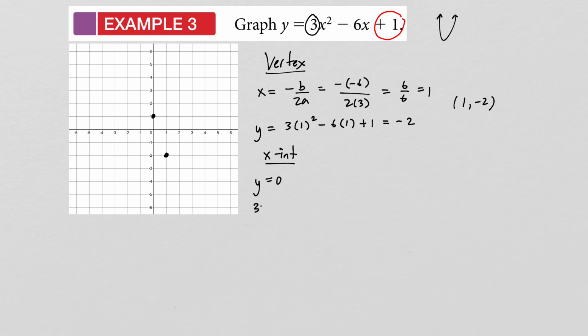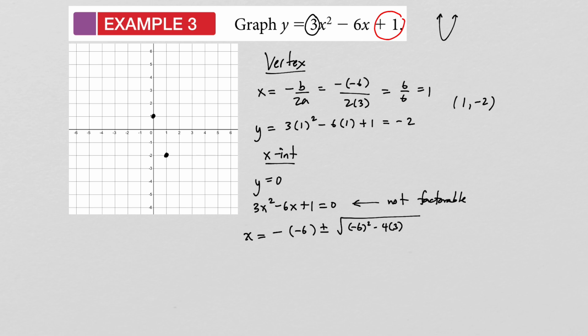And if we let y equal 0, we end up with 3x squared minus 6x plus 1 equals 0. This is not factorable. Okay, you can try to factor it, but it does not work. So I'm going to solve this by using the quadratic formula, which is -b plus or minus the square root of b squared minus 4 times a times c, all divided by 2 times a. And so this is 6 plus or minus the square root of 36 minus 12. So that's 24 over 6.